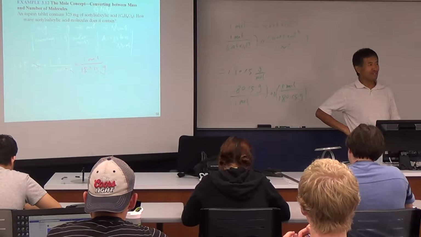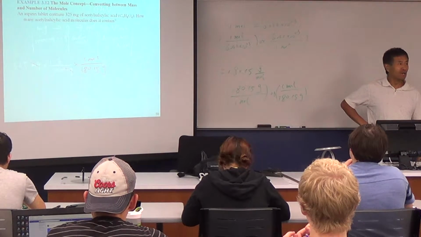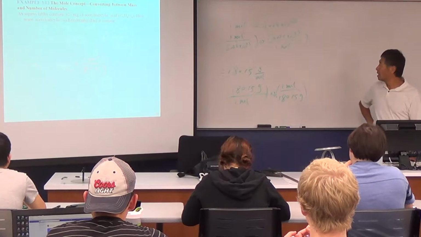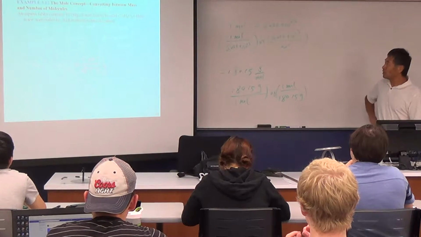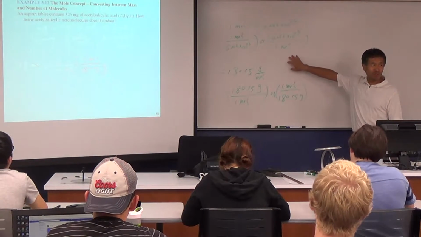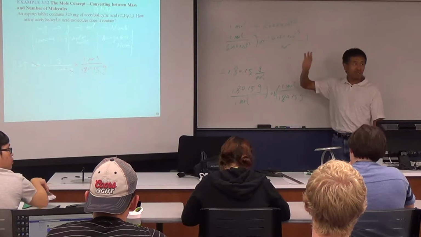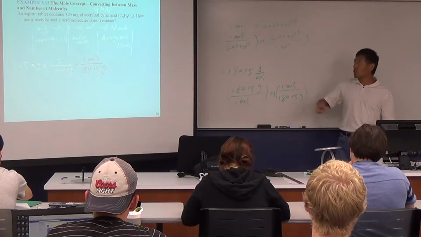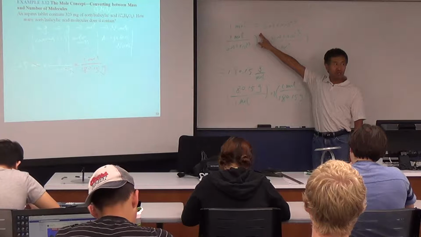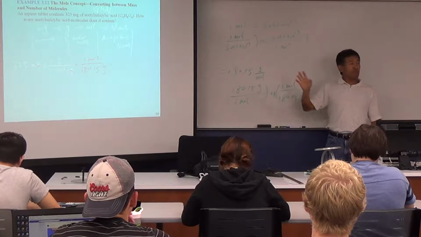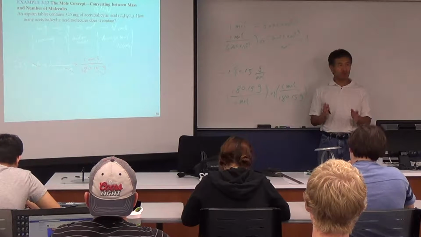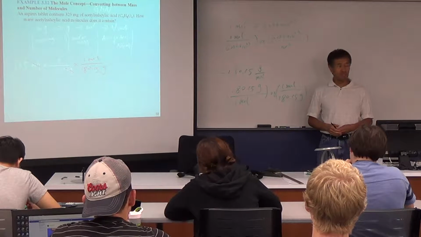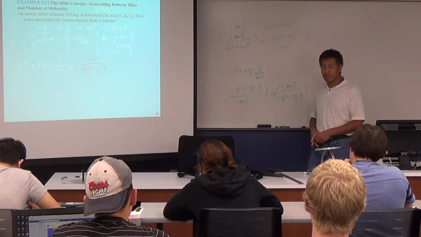What's the question? I don't see why you put the 6.022 times 10 to the 23 on the top, not on the bottom. We did not decide which one to use yet. Oh, okay. So I said, whenever you see an equation, that means you have two fractions.